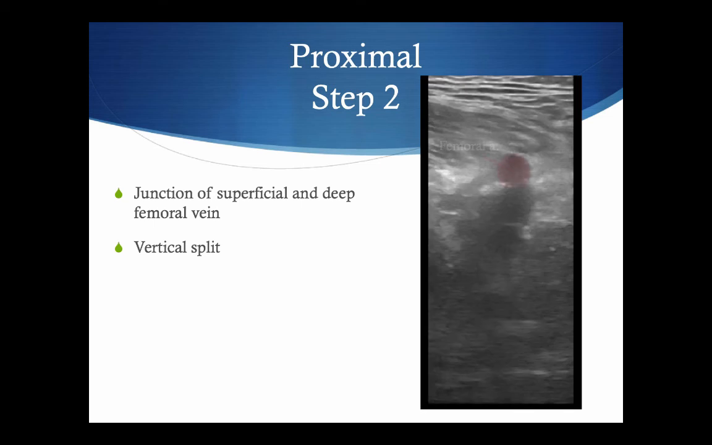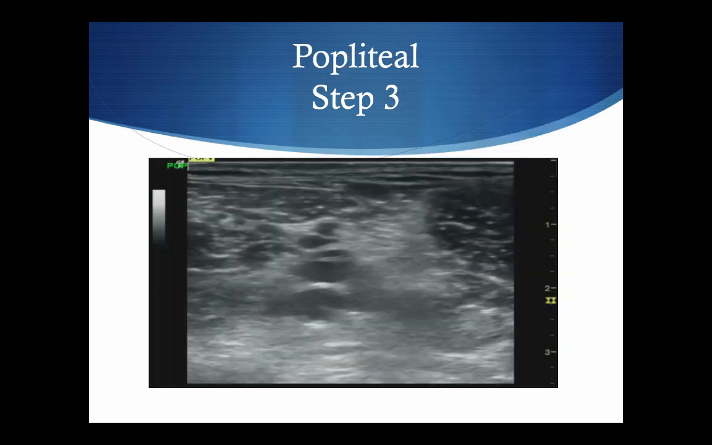So just as a little diagram, it kind of looks like this. The artery's up here, the vein's there, and you'll see that vein split vertically, but then it dives down and you lose it. But it's really only about that far from the saphenofemoral junction. It's not far at all. And then just follow the femoral vein, make sure it compresses as far as you can see it.